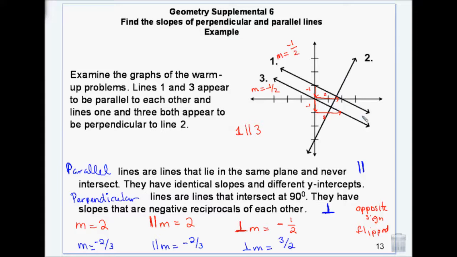Now to see if they're perpendicular to 2 or not, I need to find the slope of line 2. And to find the slope of line 2, I would go up 2, and over 1. So the slope of line 2 is 2 over 1, or just 2. I have negative 1/2 and 2. We already said that these two things are perpendicular to each other. So 1 is perpendicular to 2, and 3 is also perpendicular to 2. So that's how we can tell that yes, they are parallel, or yes, they are perpendicular as we compare their slopes.